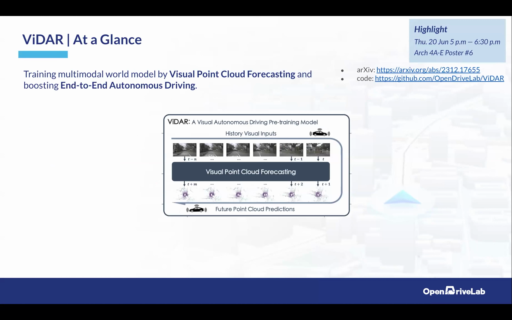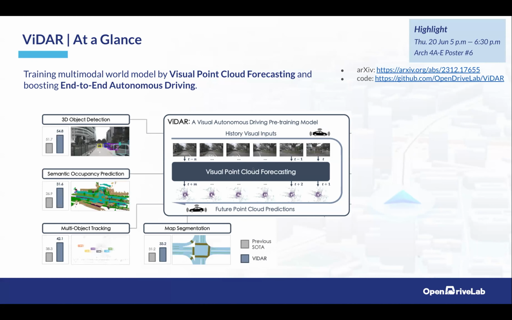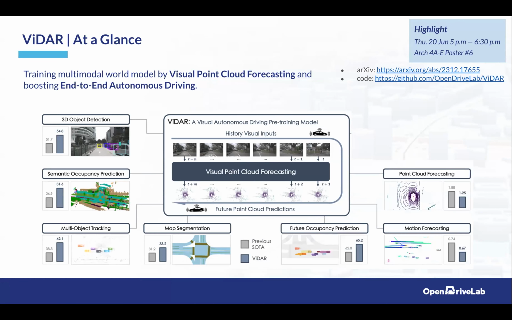For this work, we train a multimodal world model by visual point cloud forecasting, and it actually can boost end-to-end driving. The concept is that we input history visual inputs, and our ViDAR model, the visual point cloud forecasting model, predicts future point clouds, and we can use the pre-trained visual encoders for various downstream tasks. Like we can apply it to detection tasks, and we can use it for prediction models because we are building some temporal reasoning abilities for the model. And in the end, we can also use it for planning.